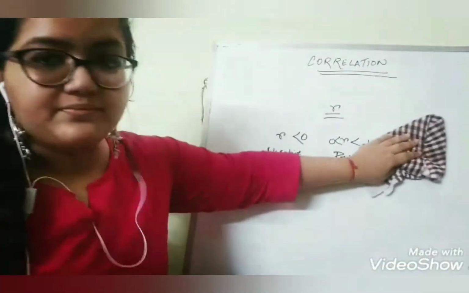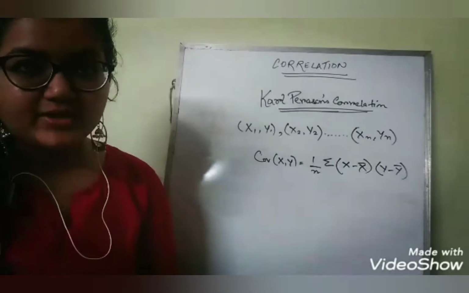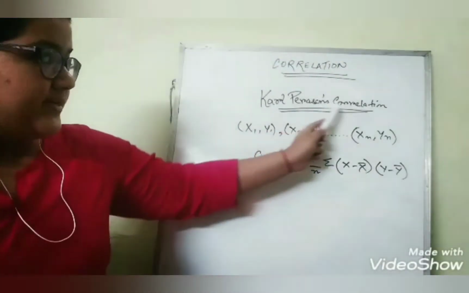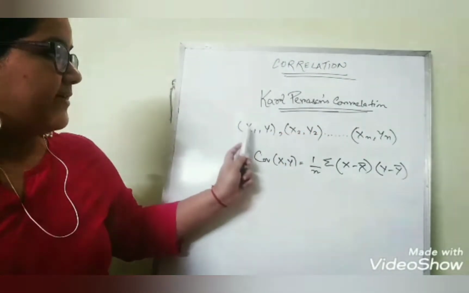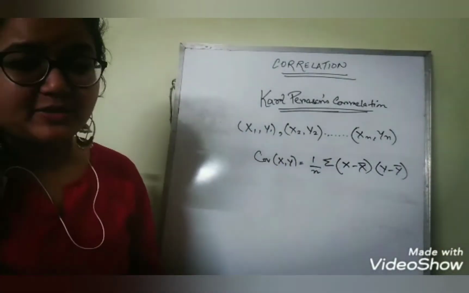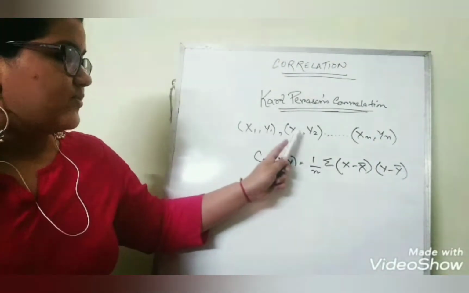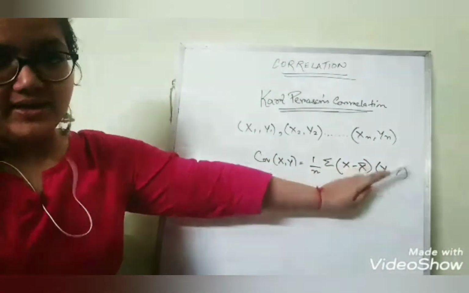Now we'll be speaking about Karl Pearson's correlation coefficient. Suppose there are n number of observations of variable x and variable y, such as x1, y1, x2, y2, up to xn, yn.